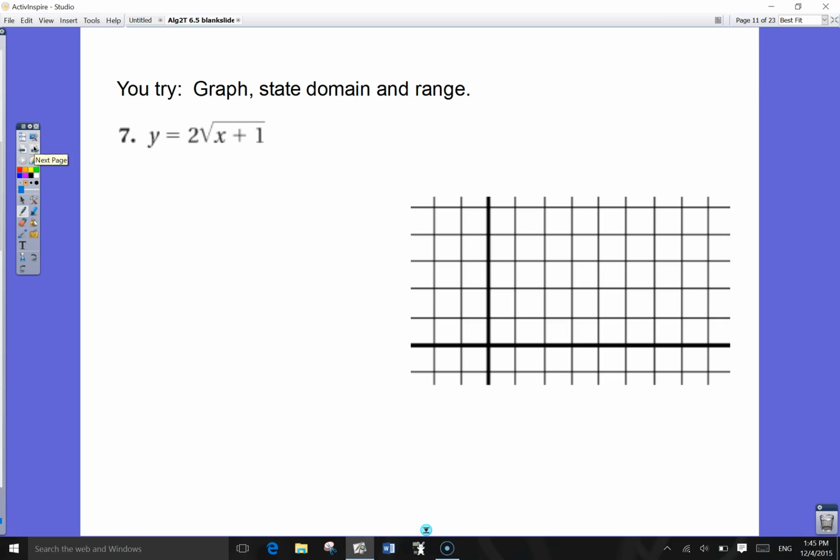So here's your you try, and hit pause if you're going to do it, and hit play when you're done. I'm going to describe the transformations. That'd be a good first step.